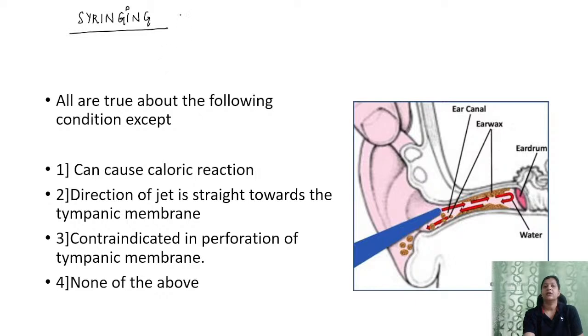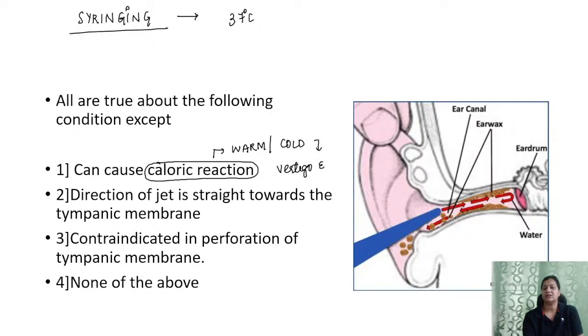You should use temperature that is optimal, which is 37 degrees centigrade corresponding to the body temperature. If you use warm water or cool water, it can cause caloric reaction. What is caloric reaction? If you use warm or cold water, there can be stimulation of the labyrinth, and labyrinthine stimulation can result in vertigo and nystagmus.